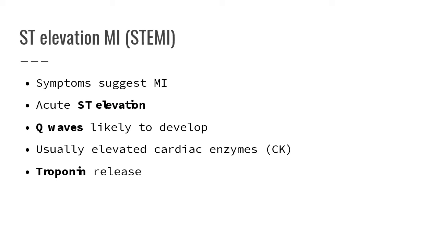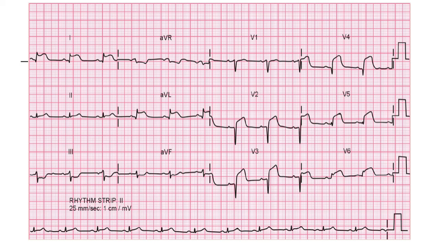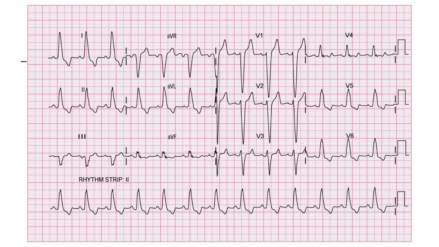And finally, STEMI. So again, symptoms suggesting ACS. We're going to see some acute ST elevation, possibly some Q waves, and almost always some troponin release. So in this ECG, you can see lots of ST elevation, again in the anterior lateral leads, some reciprocal ST depression. Again, we'll go through this in the next lecture. This is another example of an ST elevation MI.